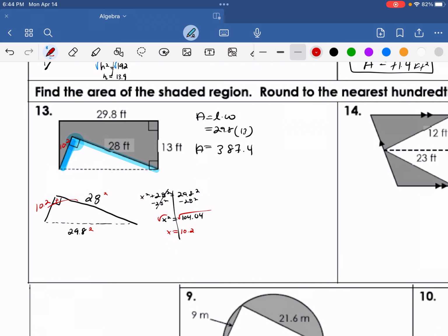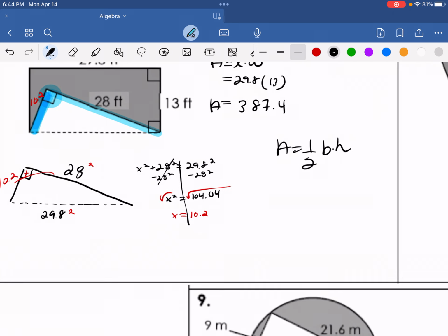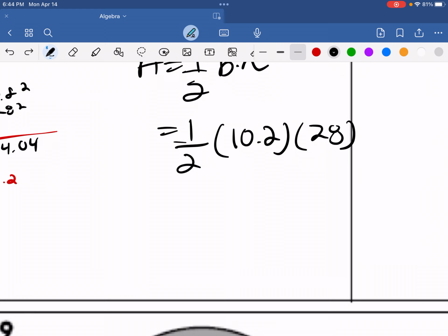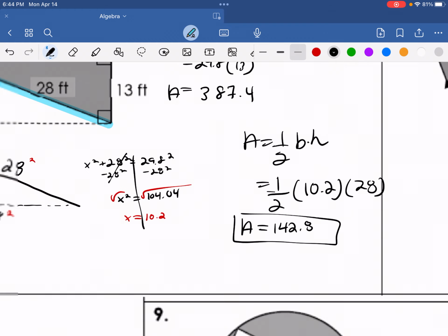Now why we need that is because for a triangle, we need 1/2 base times height. Base and height are where the 90 is, so now we know it's 1/2, 10.2, and 28. So we need this side and this side of the triangle. Now we plug it in: 1/2 times 10.2 times 28. And we get 142.8. That's the area of the triangle, feet squared.